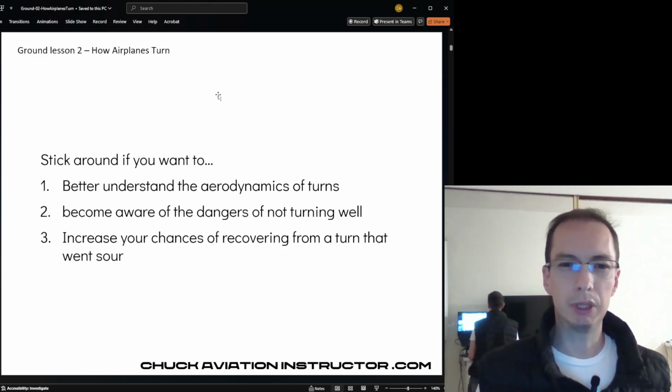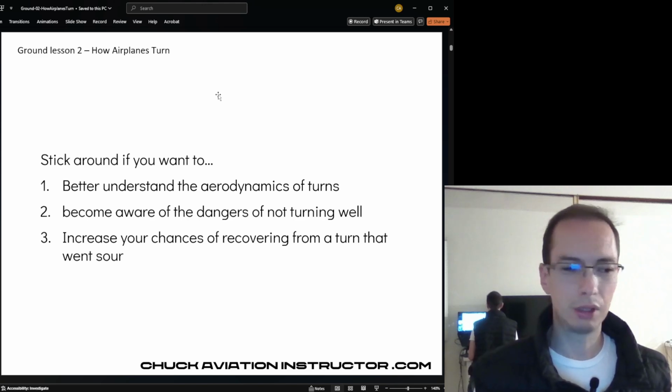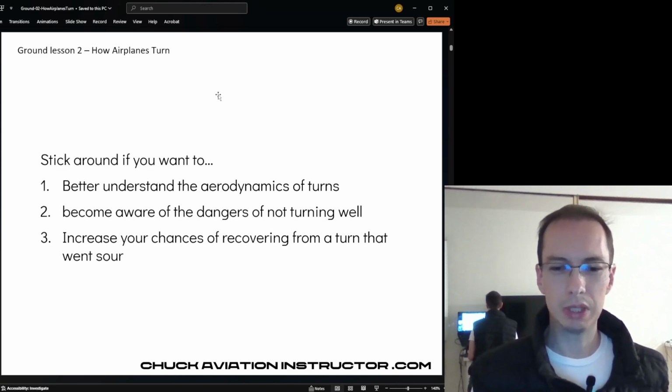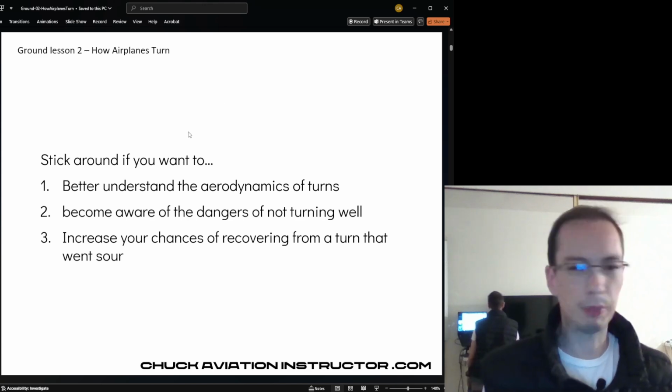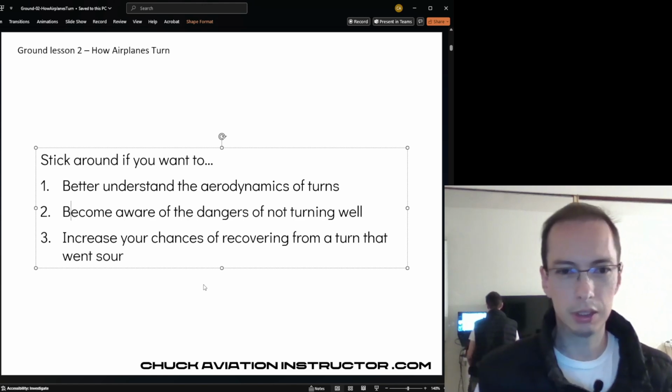And if you want to become aware of the dangers of not turning well, how to prevent getting into stalls while trying to turn, particularly at low altitude. I'm talking about turns you make in the traffic pattern, especially that base to final turn. And stick around also if you want to increase your chances of recovering from a turn that went sour.